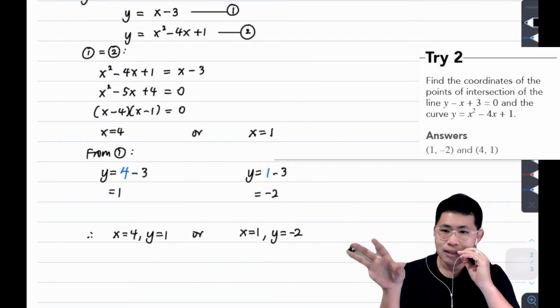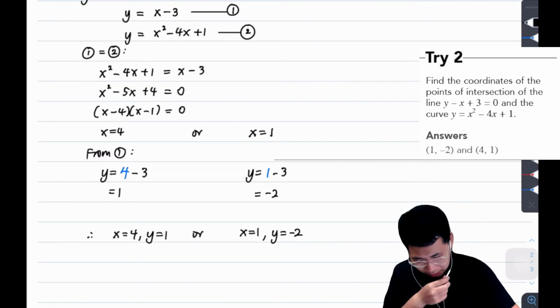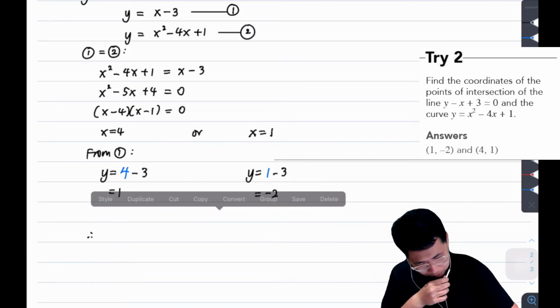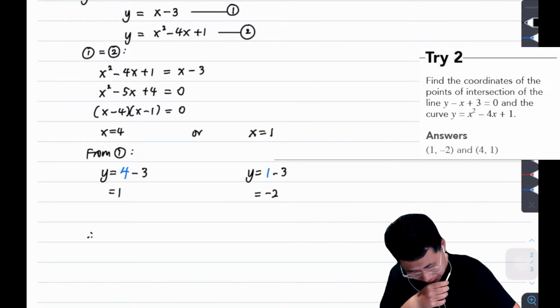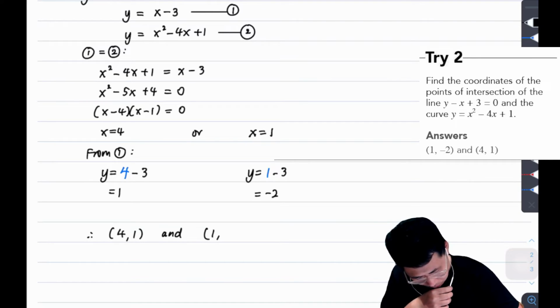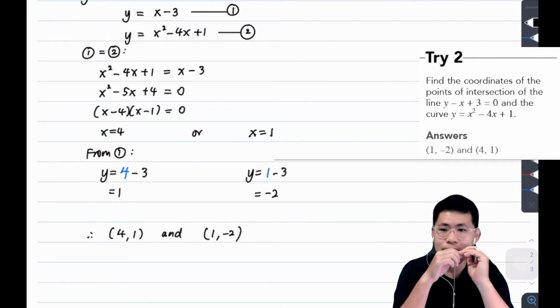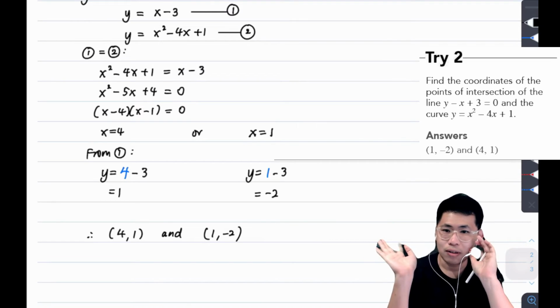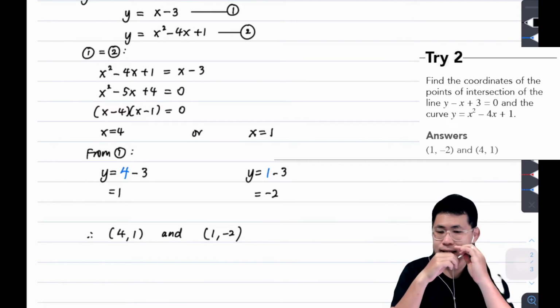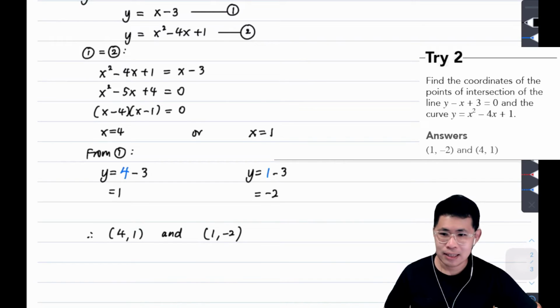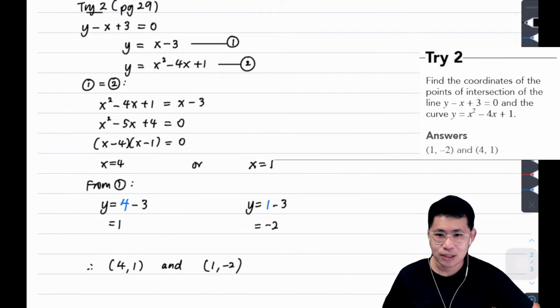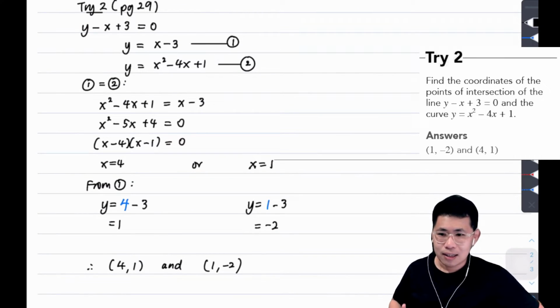Right now, they are asking for coordinates. So the answer would be 4 and 1, and the other one would be 1 and negative 2. These are our points of intersection, the coordinates. Let's double check and see how we are for this question over here.